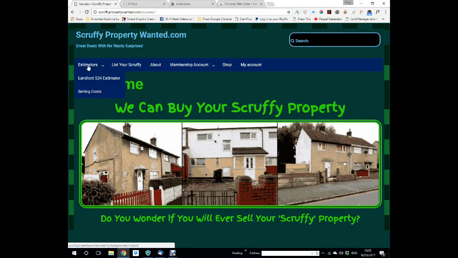The one that we're going to look at today is the Landlords Section 24 estimator. If you're going to use this estimator, we strongly recommend that once you've used it, you print off the results, take it to your accountant and gain some independent financial advice, especially if your business is affected, as most landlords' property businesses will be in the near future.